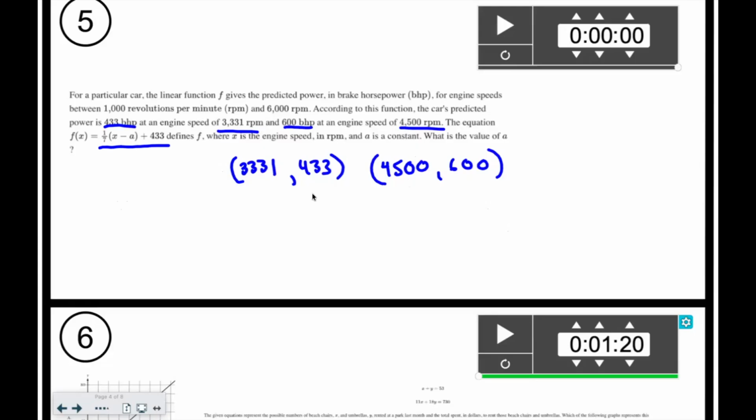All right. What I would do is just pick one of the points. I'm going to pick this one, and you'll see why this one ends up being easier. I'm just going to plug it in for x and f of x and solve for a. So again, f of x is the 433, and x is the 3,331.